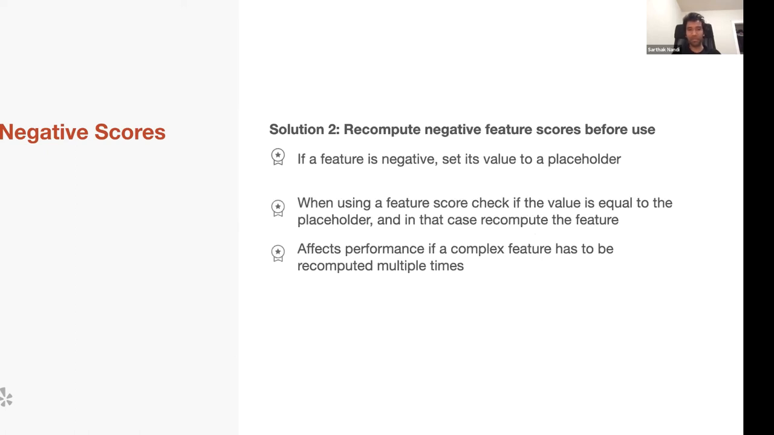So we first try to handle the issue with computing the features. So if a feature was negative, we set its value to a placeholder. This has to be a high positive number, which is not going to be computed as a normal score. So we just took float.max value. Now, when we are using this feature, we first check if its value was equal to this placeholder, which would indicate that the actual value of the feature was negative. And then we could recompute the score and use it. This worked fine, but for features which are complex and if they are recomputed multiple times, this affects the performance because this computation is done per document.